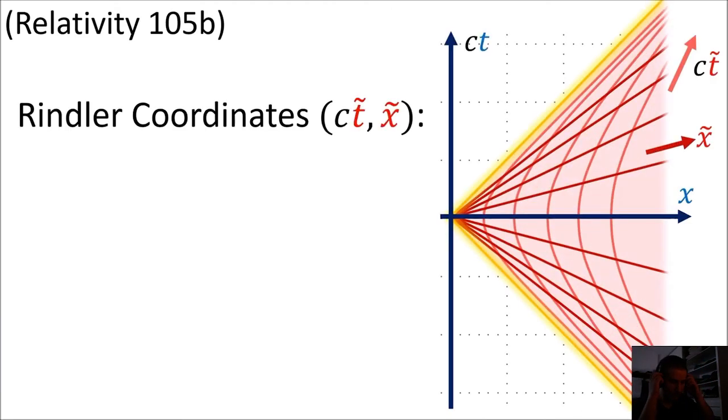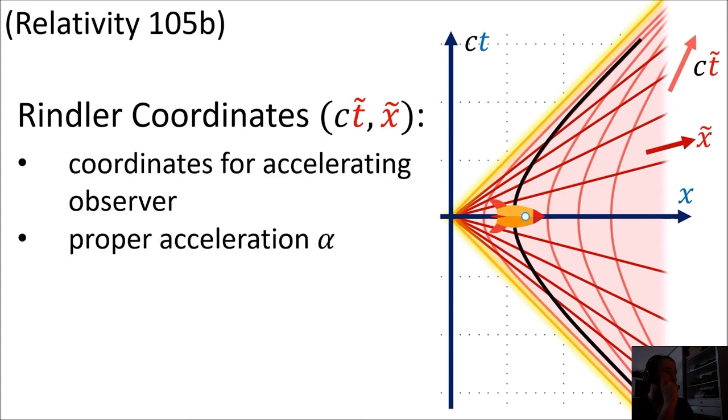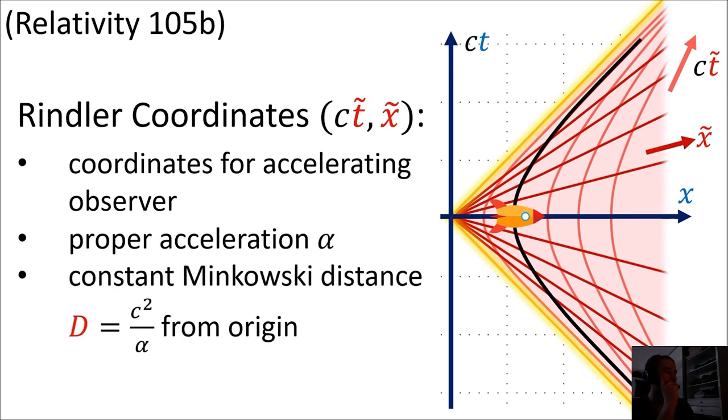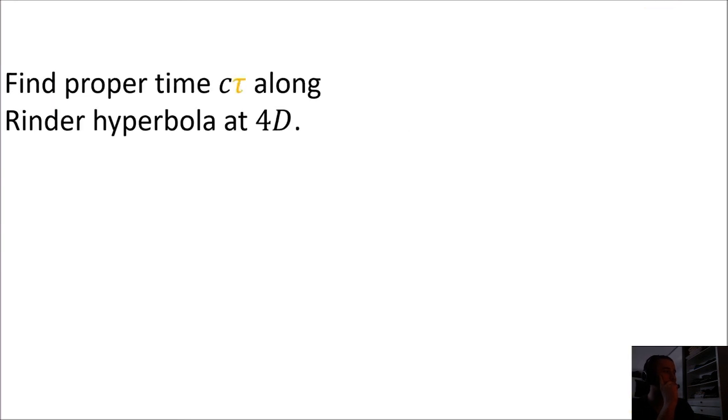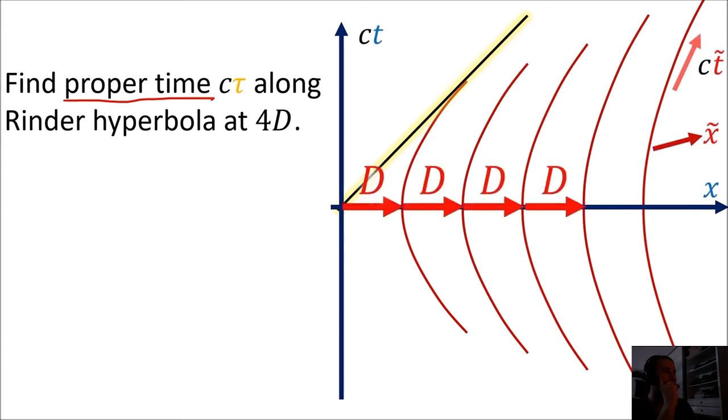In Relativity 105b, I introduced Rindler coordinates, ct tilde and x tilde, which are a non-inertial coordinate system for an accelerating observer, with proper acceleration alpha. This observer travels on a hyperbola with a constant Minkowski distance of d equals c squared over alpha from the origin. In this part of the video, we're going to calculate the proper time along a hyperbola located at a constant proper distance of 4d from the origin.